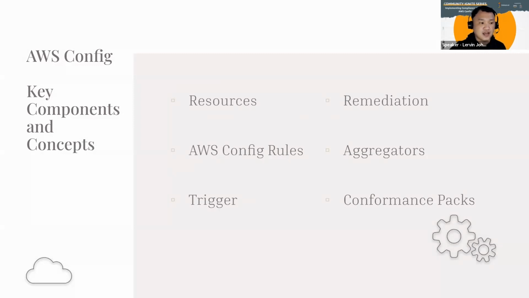So yan, para mas maintindihan natin yung use cases and how AWS Config works, it is better for us to break down all the components and concepts that AWS Config has. So I've listed here the components of AWS Config, namely resources, AWS Config rules, trigger, remediation, aggregator, and conformance pack.